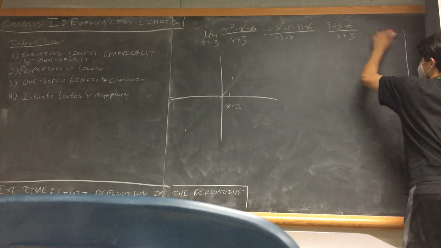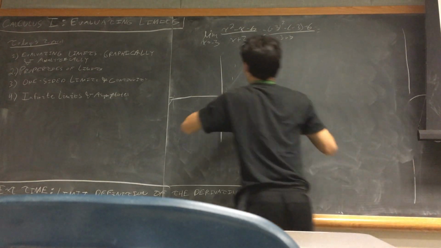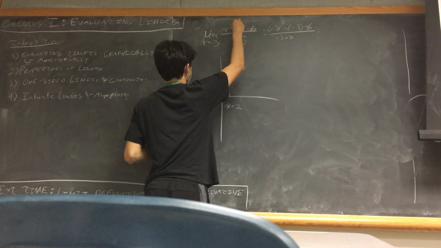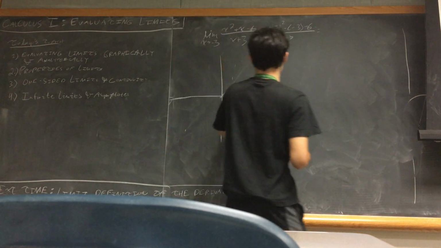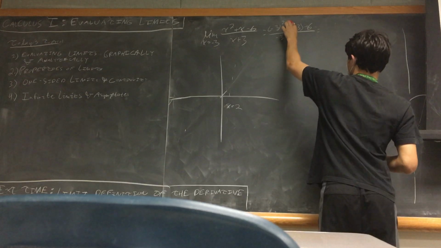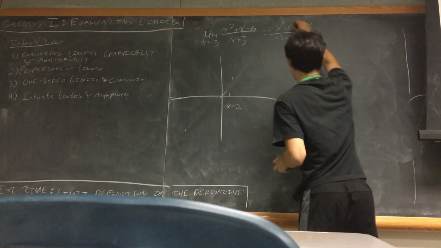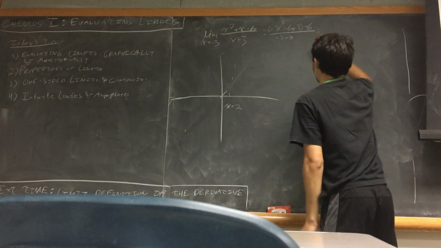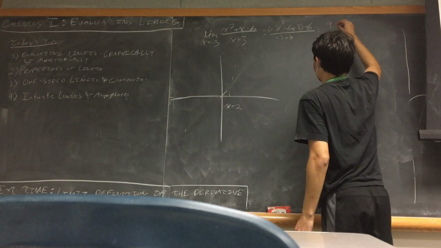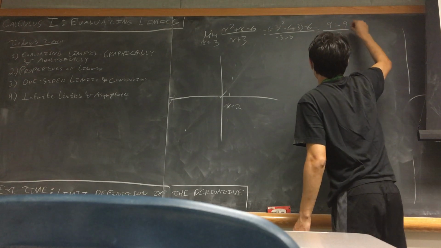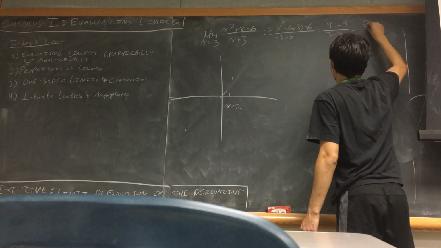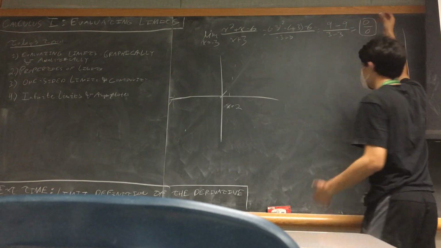So now let's try the limit as x approaches -3 of x squared plus x minus 6 over x plus 3. So here we see this becomes a +3 instead of a -3. And we end up with this equaling 9 minus 9 over 3 minus 3, which is equal to 0 over 0. This is an indeterminate form.